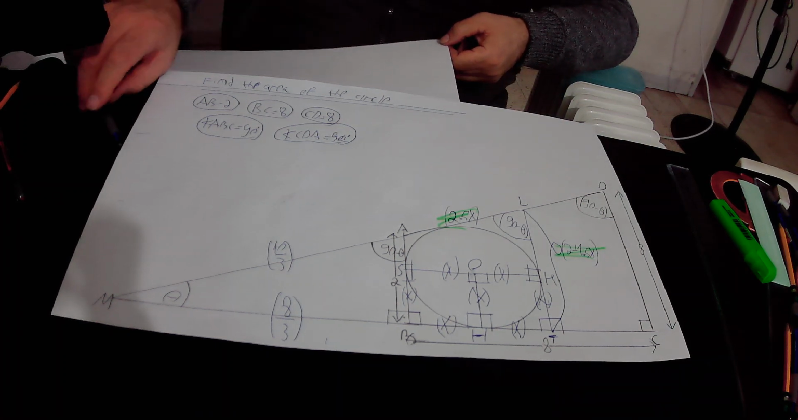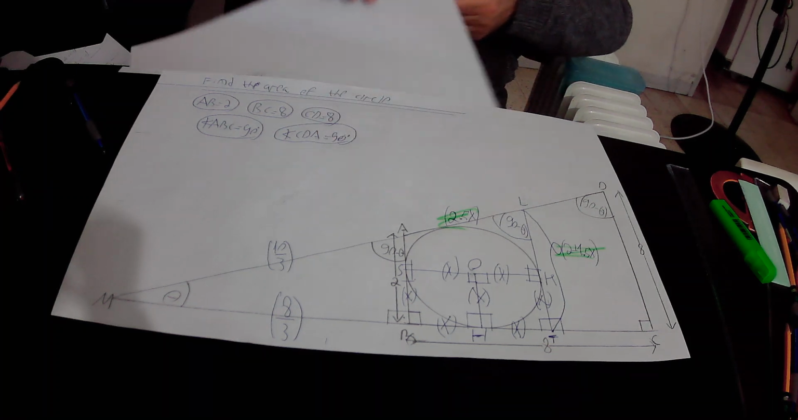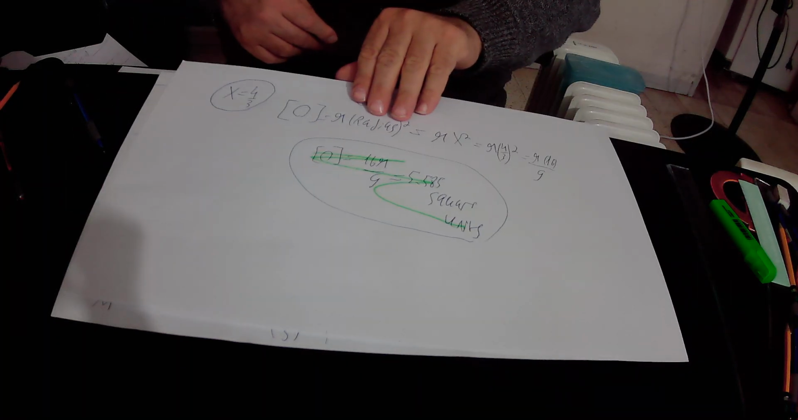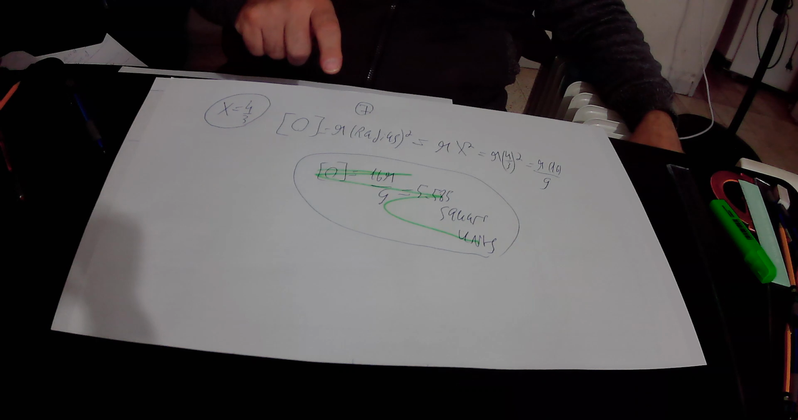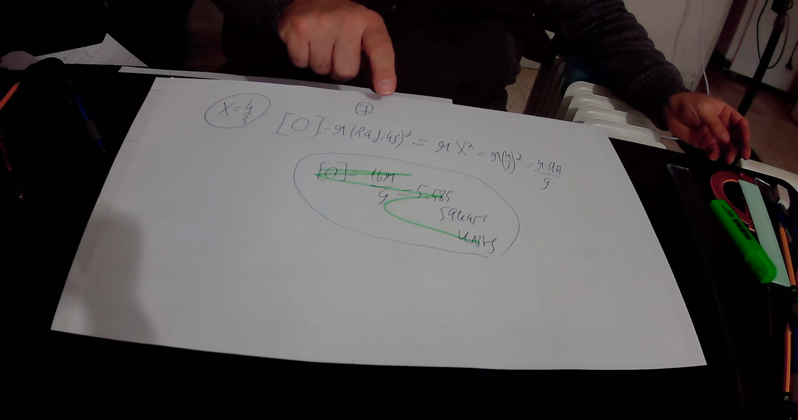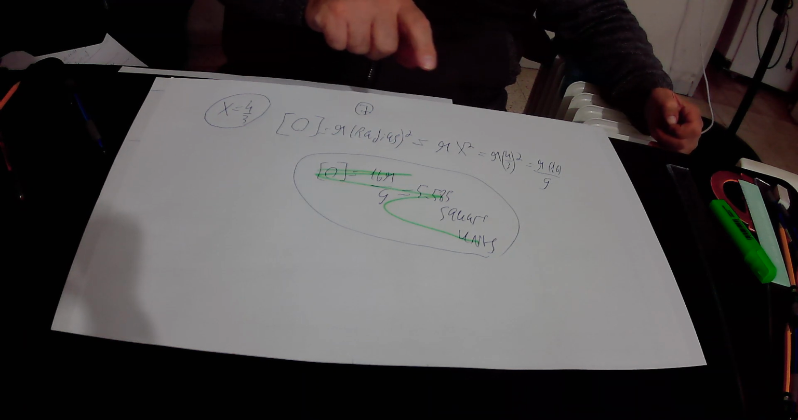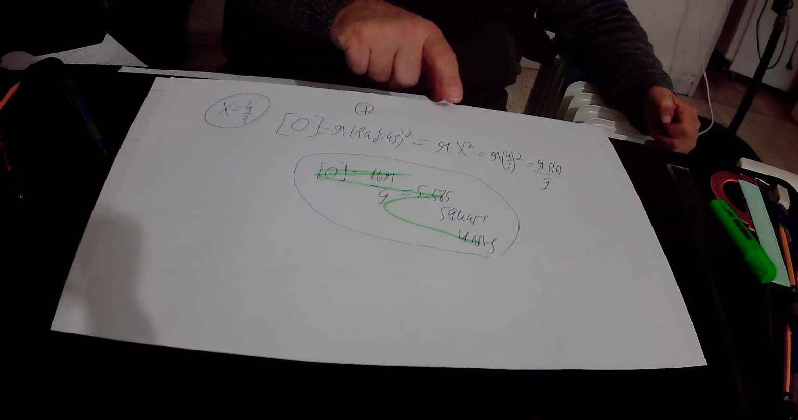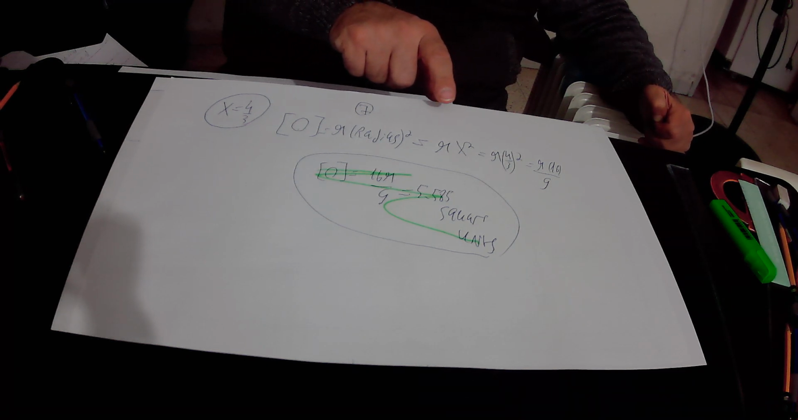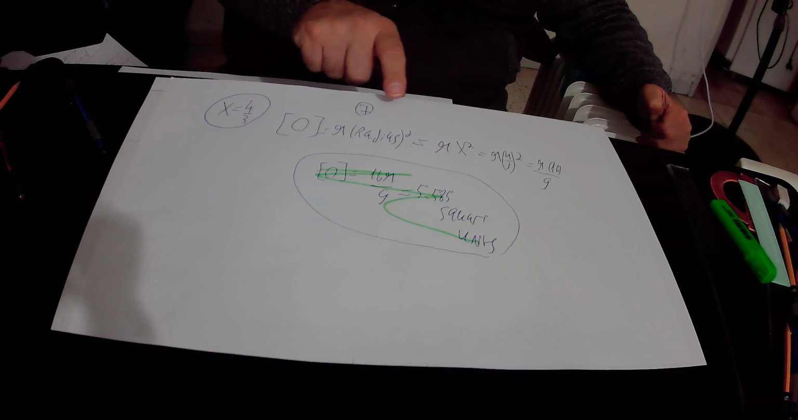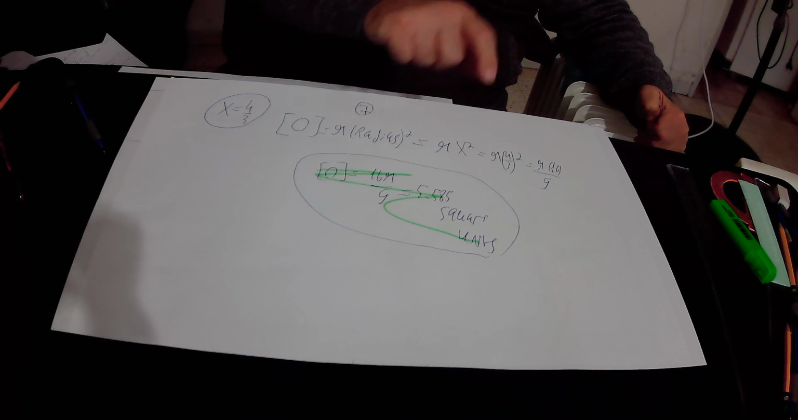Our mission is to find the area of this circle. We know that the area of any circle equals pi times the radius of the circle squared. So the area of our circle must be equal to pi times the radius squared. The radius is x, therefore the radius squared is x squared. So the area of our circle will be equal to pi x squared.